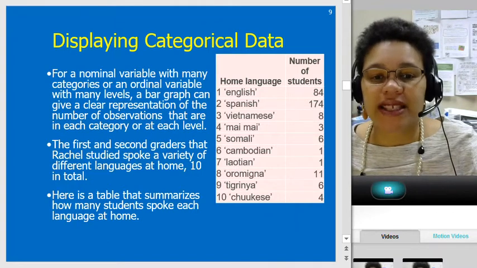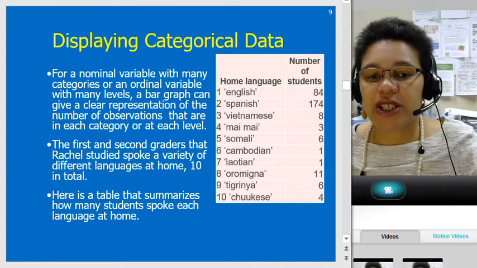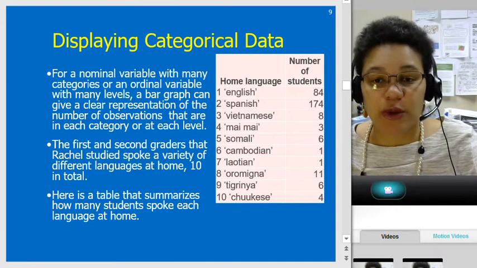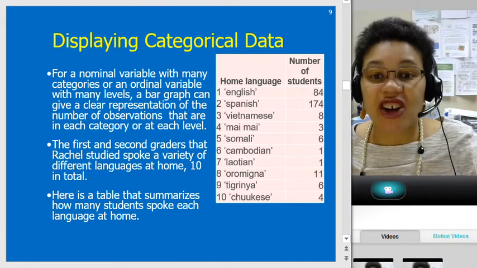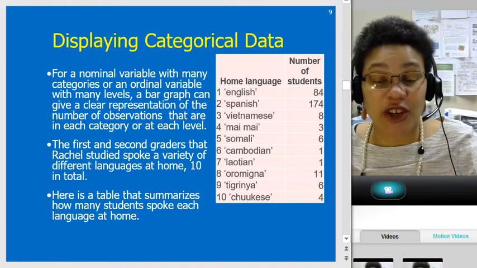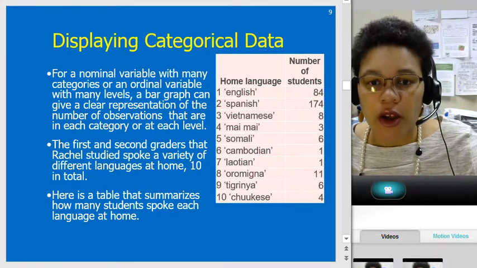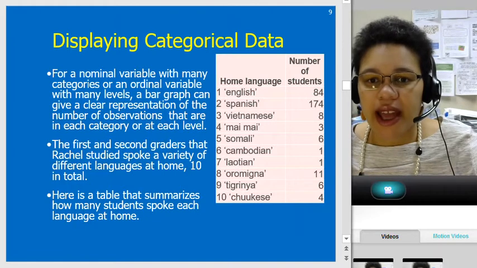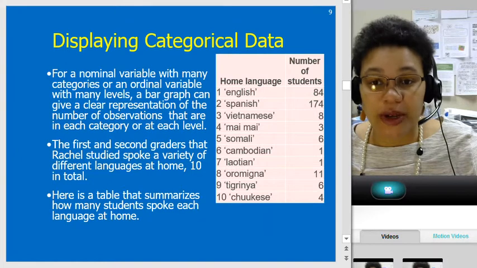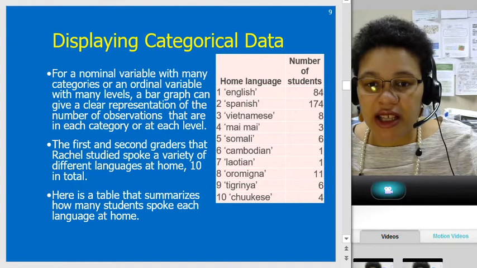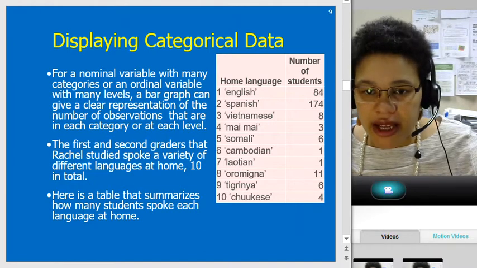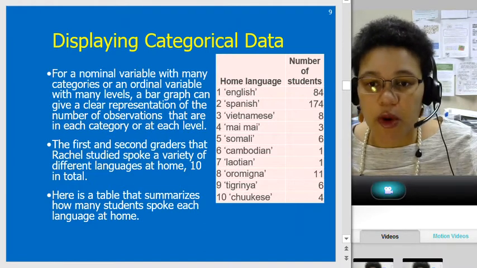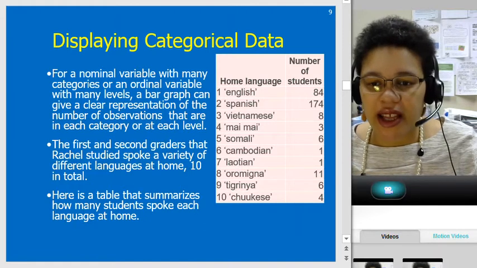Here's a table that summarizes how many students spoke each language at home. Okay, so here we can kind of see what the codes are, right? So one was English. What was four? Four was Hmong. Okay, and we see that all of these different languages are represented. It looks like Spanish, English, and Oromigna are the three most common languages spoken in this group of students.